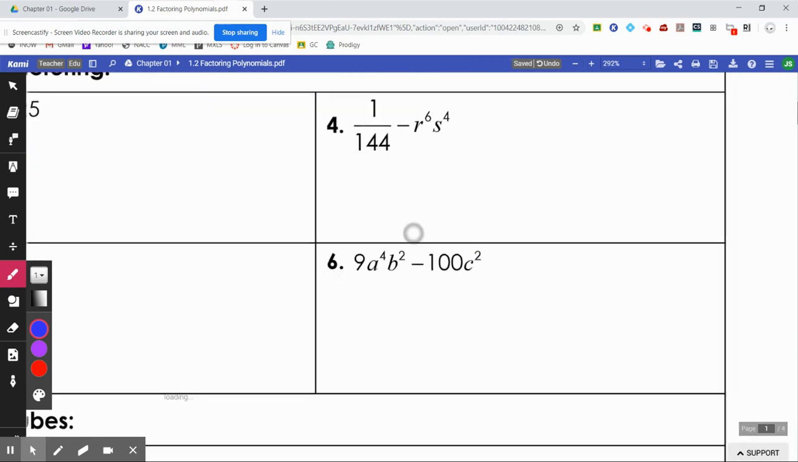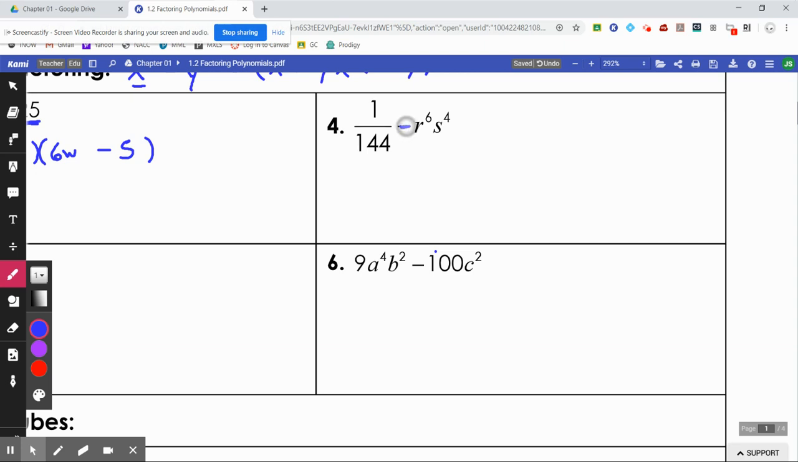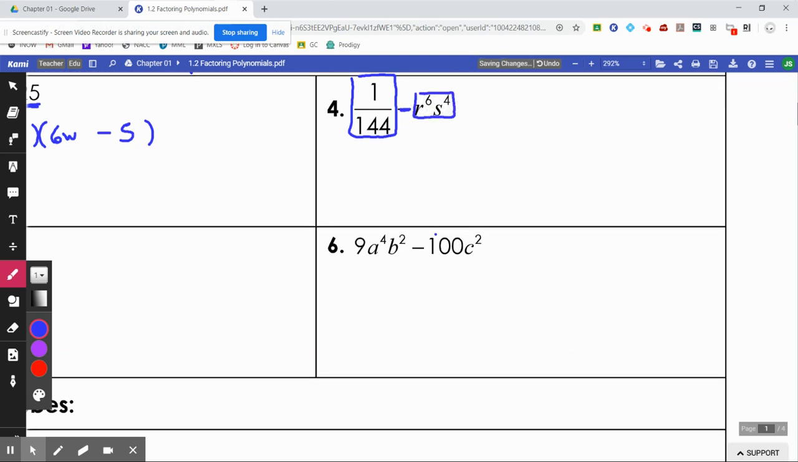The next one is also difference of squares because you have the subtraction. 1/12 times 1/12 gives you this. R to the 6th and S to the 4th are also both perfect squares because R to the 3rd times R to the 3rd would give you R to the 6th, and S squared times S squared gives you S to the 4th. So therefore, 2 sets of parentheses.